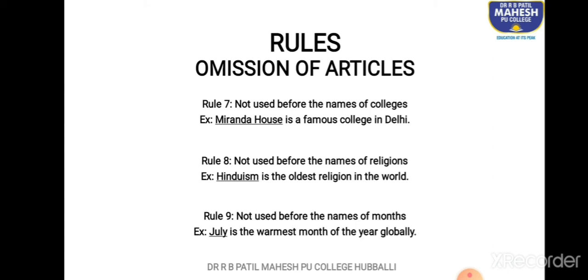Not used before the names of months. January, February, March, April, May, June, July, etc. are the names of months. So before that, there shouldn't be any kind of article. The sentence goes as this: July is the warmest month of the year globally. It's not the July, it's just July.